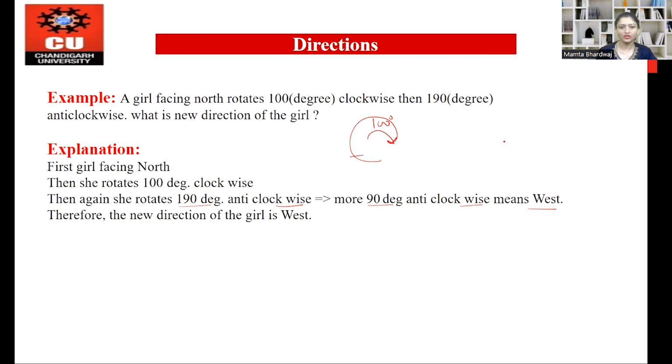See what you need to do: the difference between clockwise and anti-clockwise. You just need to find the difference between the clockwise and the anti-clockwise rotation. So it comes out to be 90 degrees anti-clockwise. From the north direction, 90 degrees anti-clockwise will be the west direction. So the answer comes out to be west.